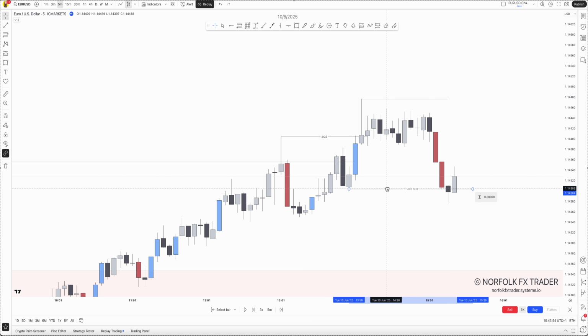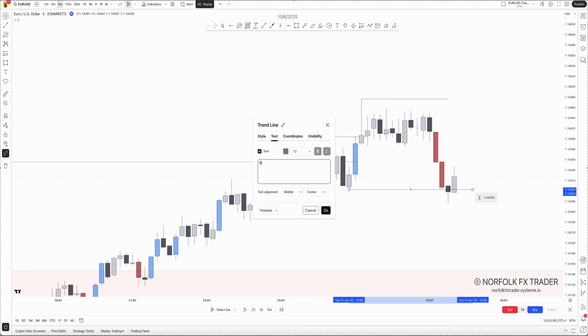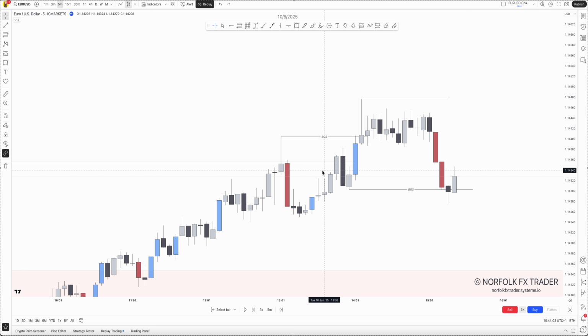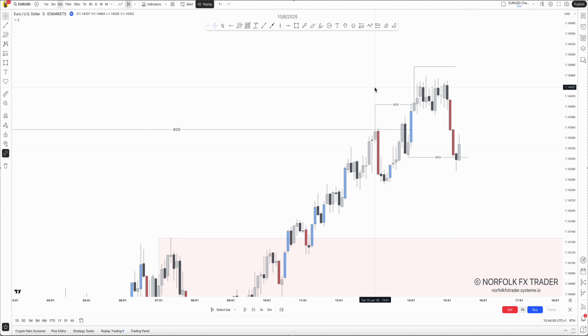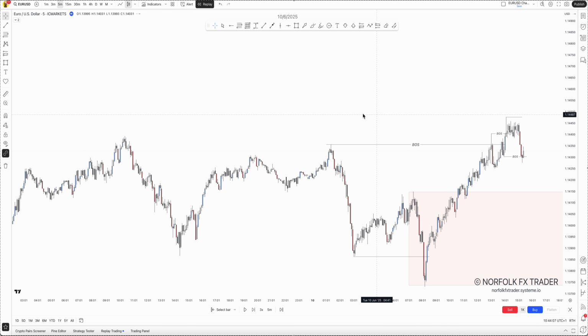What does that now give us? That gives us a shift in structure. So now we've gone from a bullish bias to a bearish bias. And that's where you need to be understanding the lower time frame. We just shrink that back out so you can see what's happened.